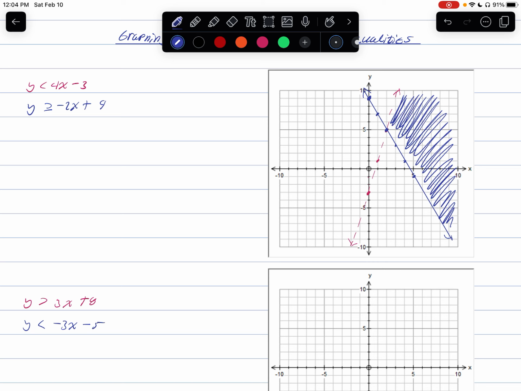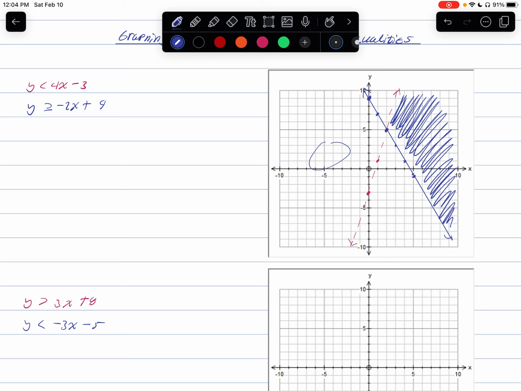Okay, so this is the region that's going to satisfy both of these at the same time. It has to be beneath the pink line and it has to be above the blue line. This is the only region that's going to satisfy both of those at the same time. If you were to try and graph this region here, it would be above the blue line, which is what we want, but it would also be above the pink line, which we don't want.